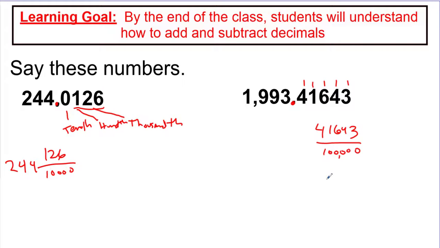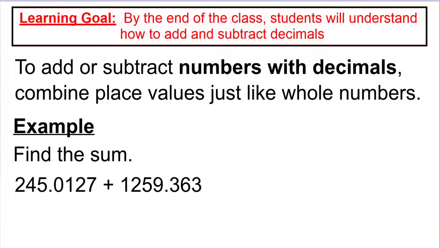Okay, so let's move on and talk about how we add and subtract these. To add or subtract numbers that have decimals, we're going to do exactly what we did when we talked about whole numbers in Unit 1. We just combined like place values. The ones got combined with the ones, the tens with the tens, the hundreds with the hundreds, etc. We're going to do the exact same thing, but on the right-hand side of the decimal, the tenths will be combined with the tenths, hundredths with hundredths, etc.